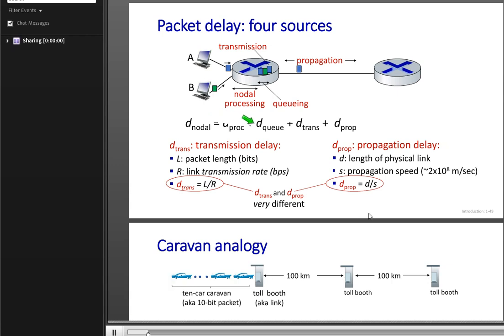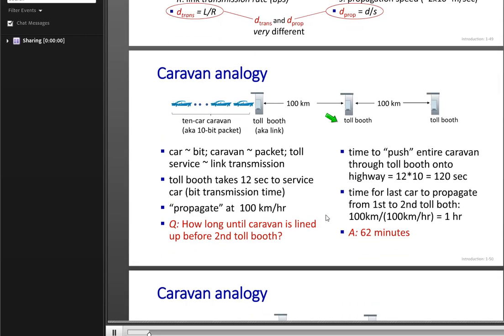The second one is queuing delay. The third one is transmission delay, and the fourth one is propagation delay. We talked about these chapters, but we missed some slides here. Let me give you an example.